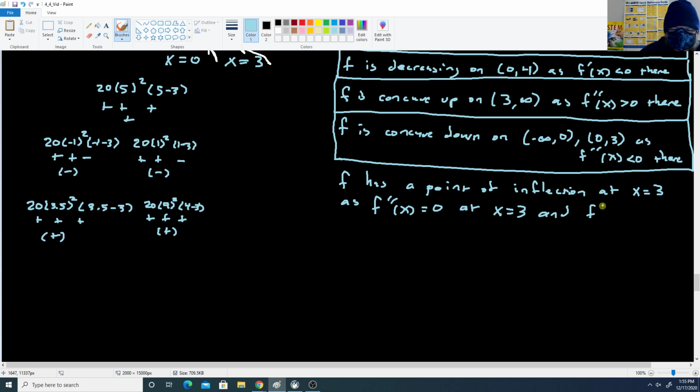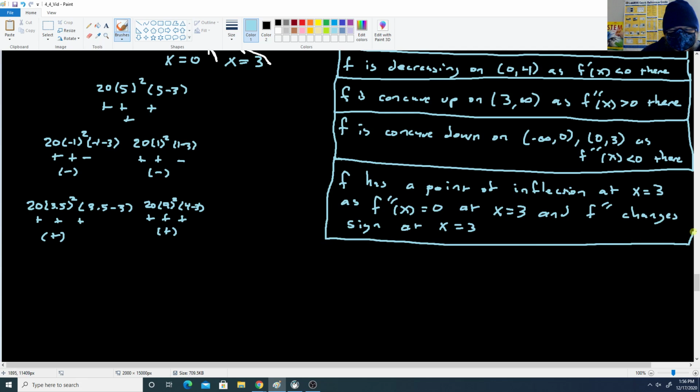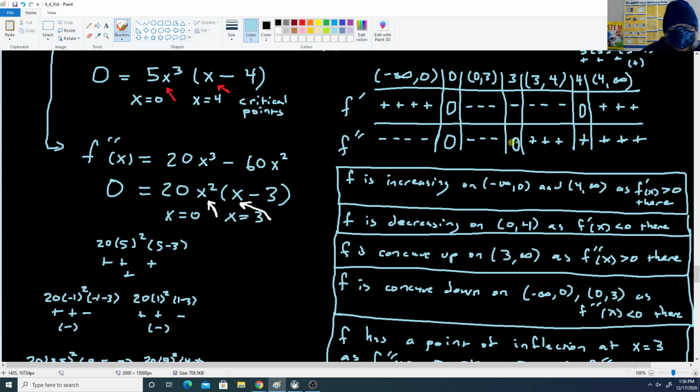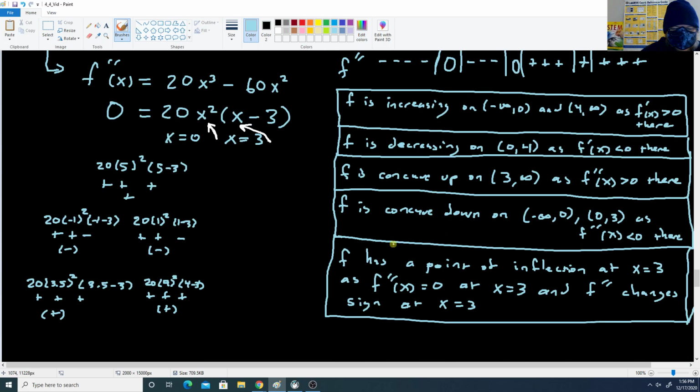And f double prime changes sign at x equals 3. So at x equals 3, we have a point of inflection there because our second derivative is 0 and our second derivative changes sign. So the concavity changed at 3, meaning it's a point of inflection.